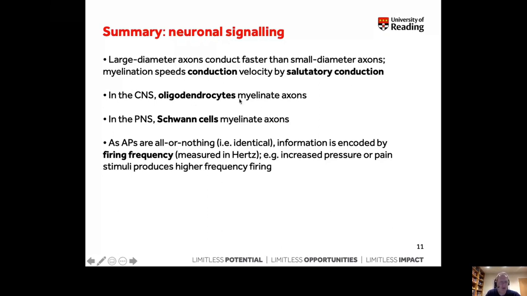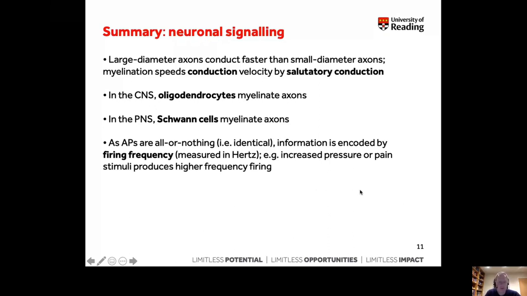In the CNS, oligodendrocytes are the cells that are important for myelination. In the peripheral nervous system, Schwann cells. Action potentials are all or nothing, encoded by firing frequency, which is measured in hertz. Again, these are things that we'll come back to probably later on in the course. This is just for completeness at part 1 level.